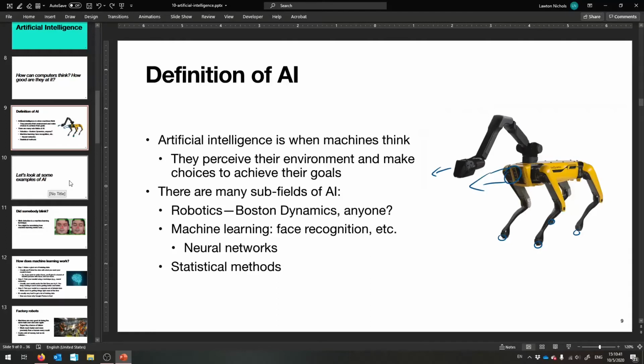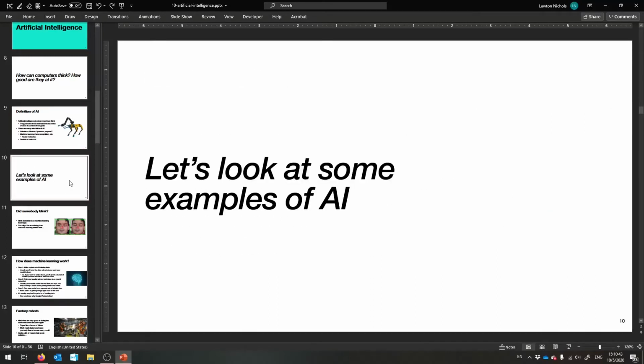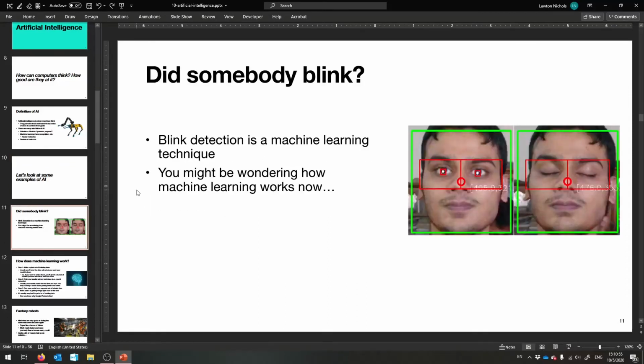All right, so let's look at some cool examples of artificial intelligence. This portion of the lecture is more like history, to get you excited, so you have some background knowledge when you need to maybe write about this stuff. The first thing that probably touched your life, or maybe your parents' life, is back in the day when they came out with the first digital cameras.